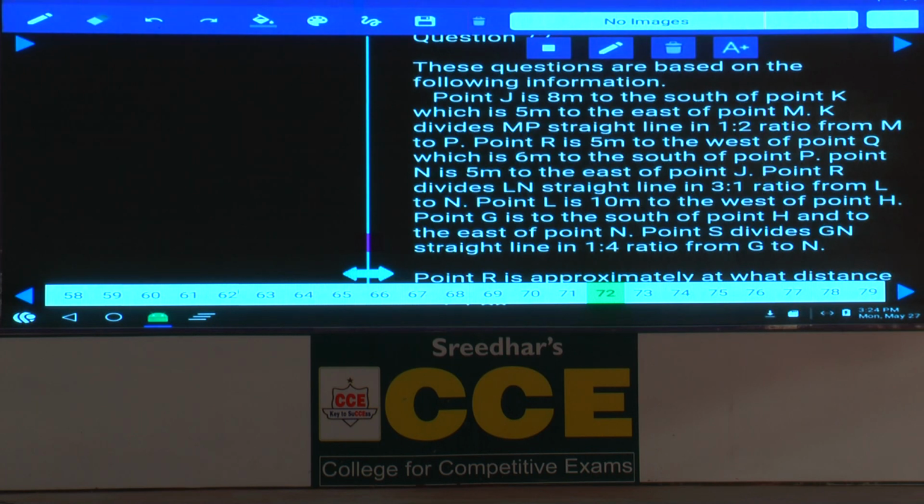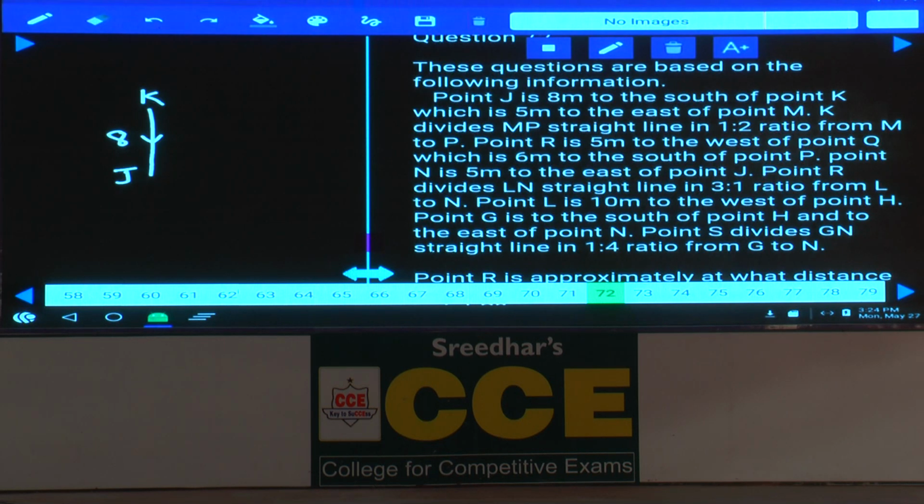Now this J. J is 8 meters to the south of K. First let us represent this one. If K is like this, K is here. Now this J is how many meters? J is 8 meters. Now this J is 8 meters to the south of K.